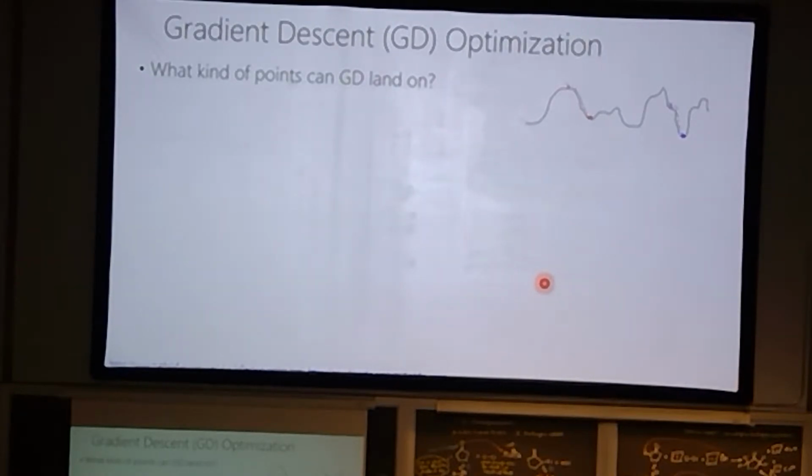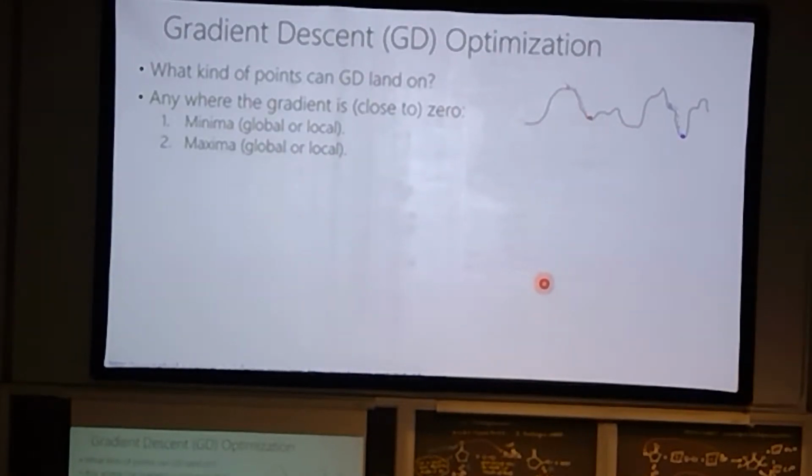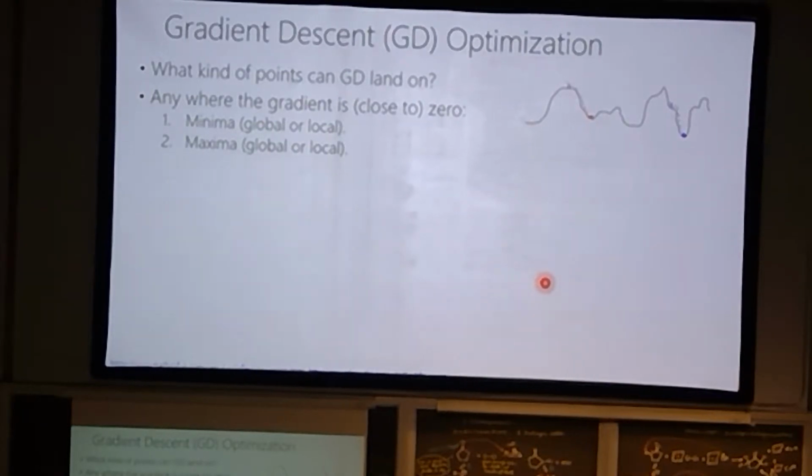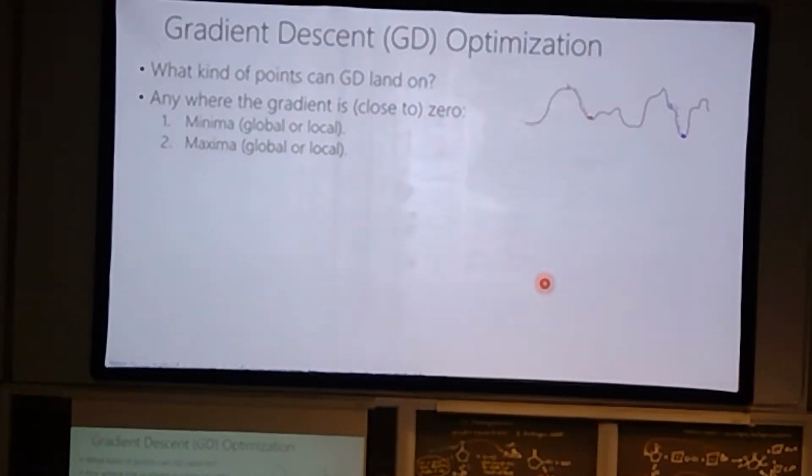Okay, so what kind of points can gradient descent land on? Obviously anywhere where the gradient is 0. If we run into some convergence criteria, the idea is that it's going to be where the gradient is 0. And so these could be minima, they could be maxima, and they could be global or local, right? So it could be any of these. What else could it be?